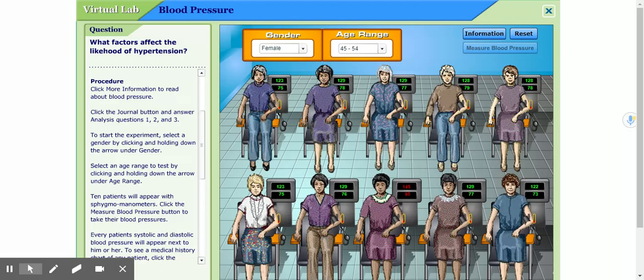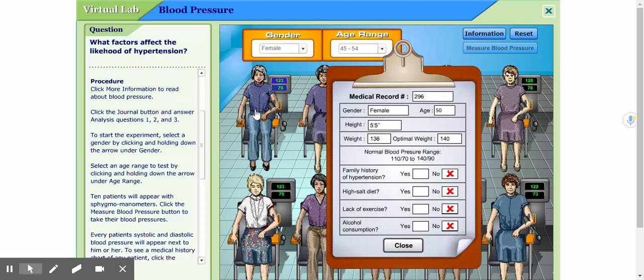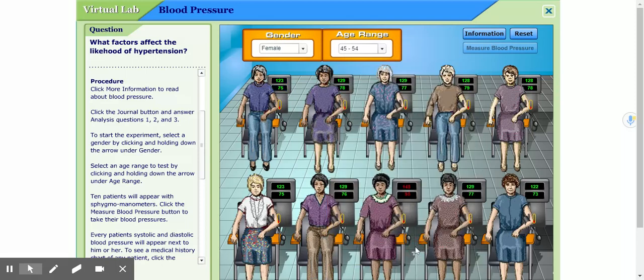If we take a look at an average person on here, here's a pretty good one, 123 over 75. This person, optimal weight is 140. They are 136, so they're slightly under the average weight. No family history, low salt diet, lack of exercise: no, and alcohol consumption: no. Okay.